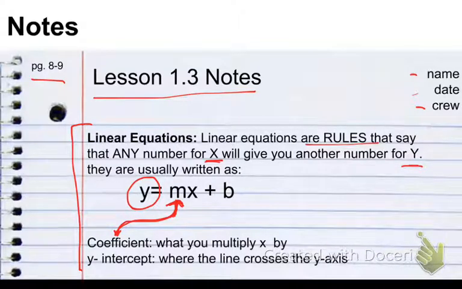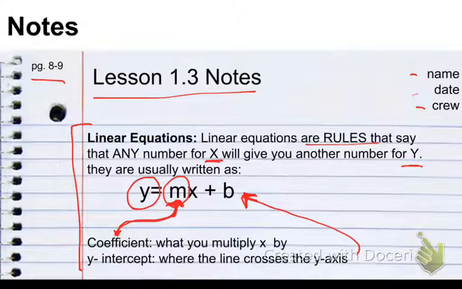And then the y-intercept, which will become an important thing later, is where the line crosses the y-axis, and it's represented here by b. Usually it's going to be a number. X will almost always be x. M here will usually be a value like 1x, 2x, 3x, 4x, and b will usually be plus 1, 2, 3. In short, m and b are both going to be integers.